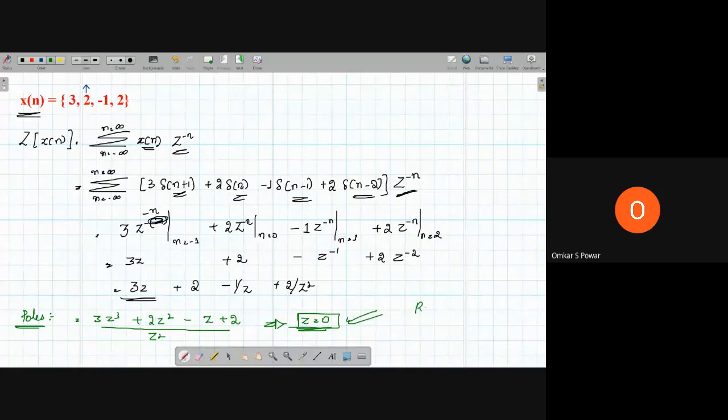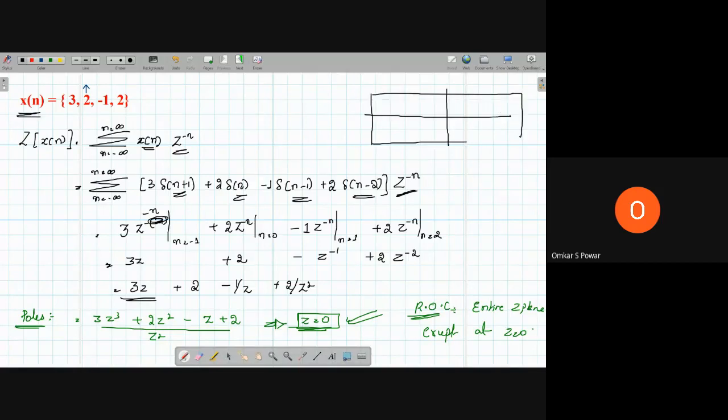Then what will be your ROC? ROC is the entire z plane except at z is equal to 0. You have a pole at z is equal to 0, so except at z is equal to 0, your ROC contains the entire z plane. We will plot that. You have your z plane here.